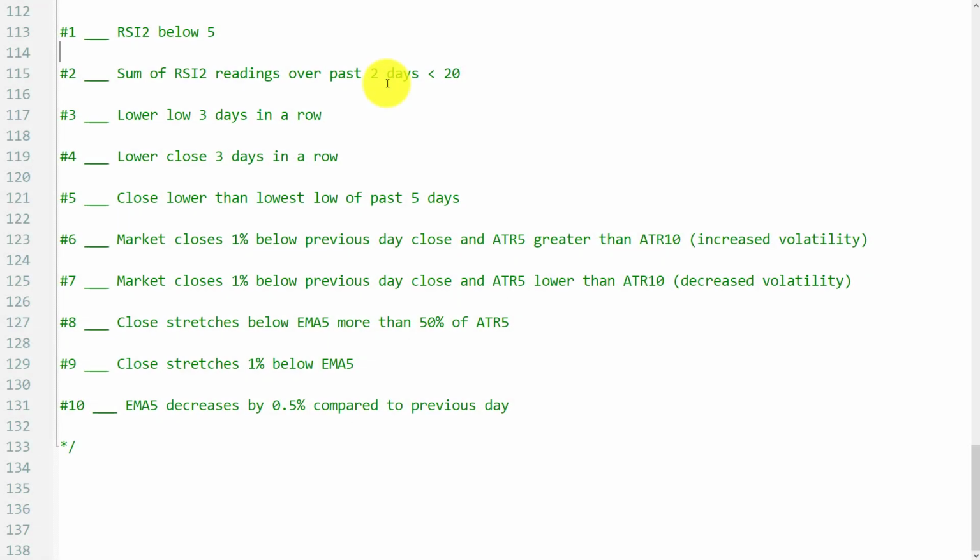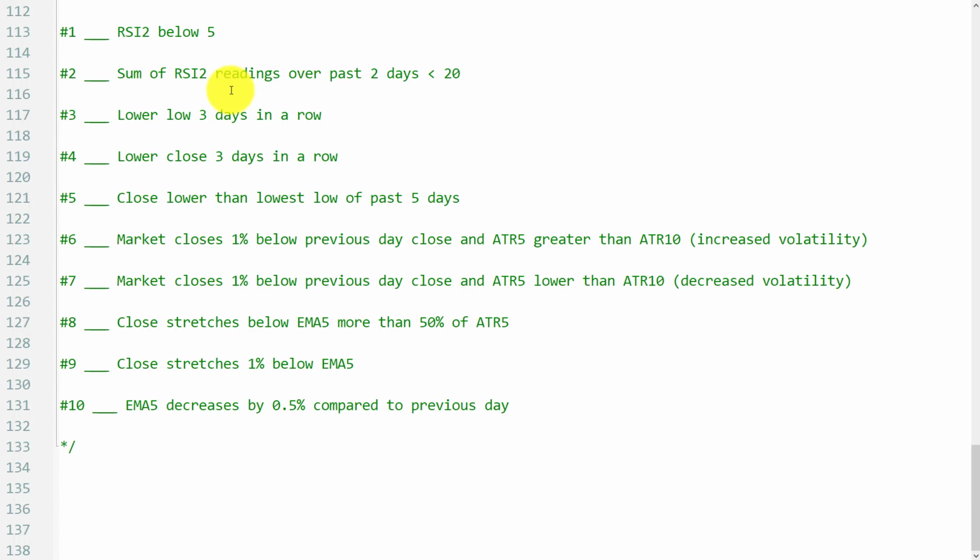So I've got 10 different mean reversion entry setups on the screen. Please bear in mind that all of these are long only setups, so it's only to buy the SPY. Typically, shorting the SPY is very, very difficult. There are some strategies that can do it, but it's much more difficult because, as you know, the stock market is biased to go up by design.